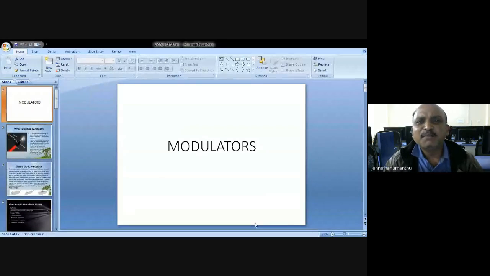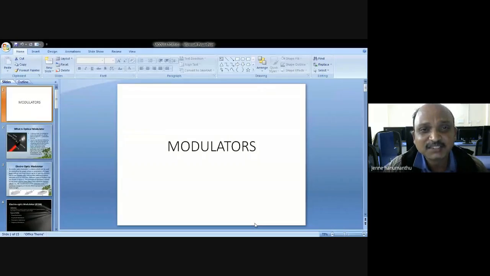You tell me the general meaning of modulator. What is modulation? You have a subject like principles of communication, isn't it? There you must have studied the meaning of modulation. Modulation, simply, we can easily understand, is nothing but changing the characteristics. Before going to the changing of characteristics, it is better to understand what the characteristics of the laser are.